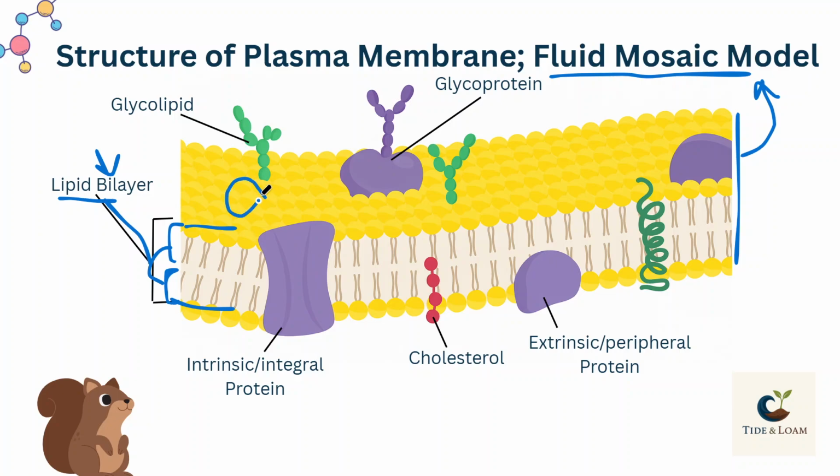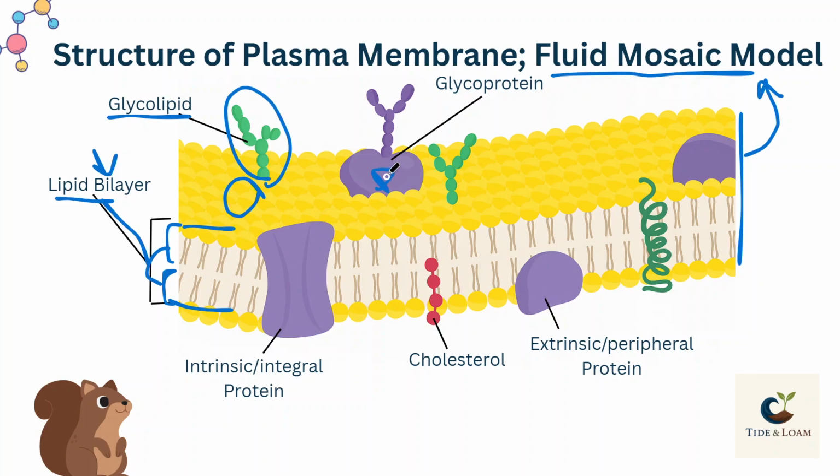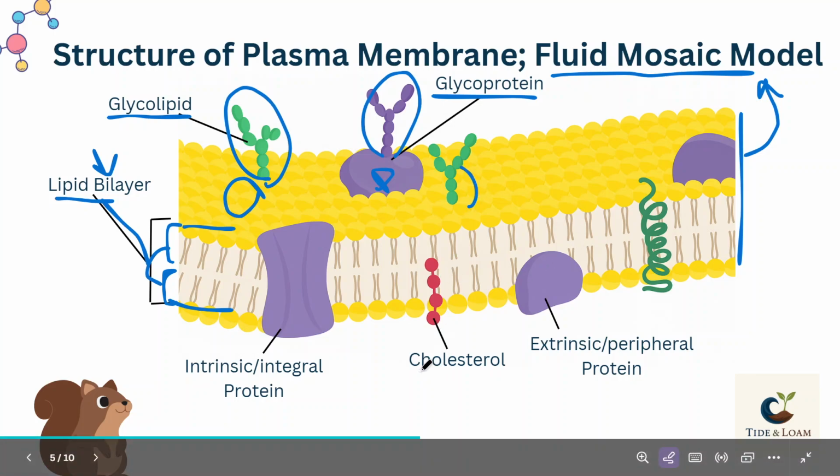Now these are lipids and this green molecule is a carbohydrate and this carbohydrate molecule is attached with the lipids, therefore it forms a conjugated molecule which is called glycolipid, a combination of carbohydrate and lipid. This purple structure is protein and this protein molecule is attached with the carbohydrates and that is why it is called a glycoprotein, because it is a combination of carbohydrate and a protein. This is another glycolipid molecule. This red structure is cholesterol, which is also a lipid.